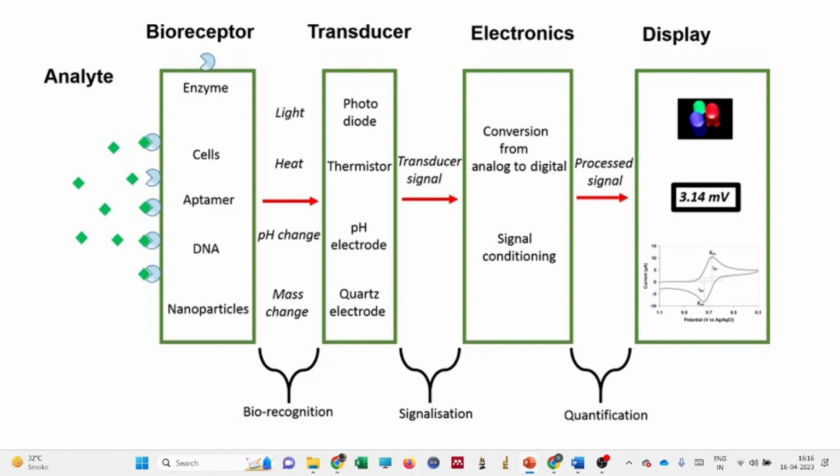Next is the display unit. The display consists of a user interpretation system such as the liquid crystal display, LCD, of a computer or a direct printer that generates numbers or curves understandable by the user. This part often consists of a combination of hardware and software that generates results of the biosensor in a user-friendly manner. The output signal on the display can be numeric, graphic, tabular, or just an image depending on the requirements of the end user.